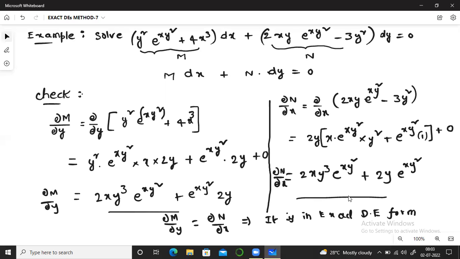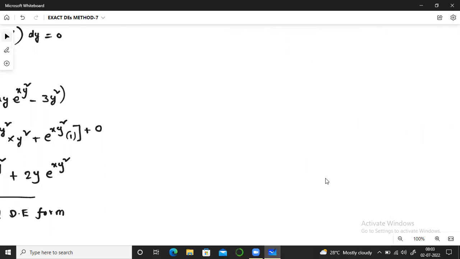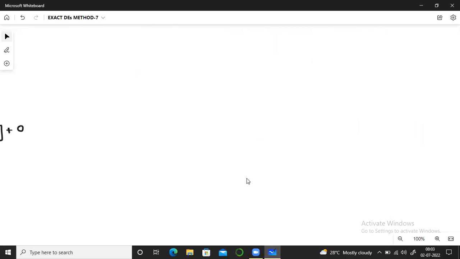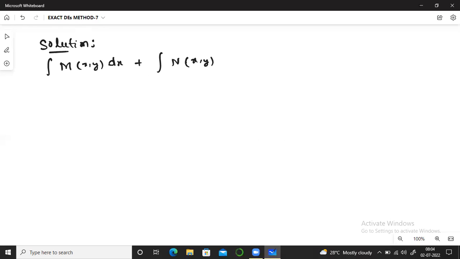So if it is in exact differential equation form, what is the solution? Now we will see the solution on the next page. So what is the solution? The integral of M(x, y) dx plus the integral of N(x, y) dy is equal to some constant, because one arbitrary constant will come because of order 1.